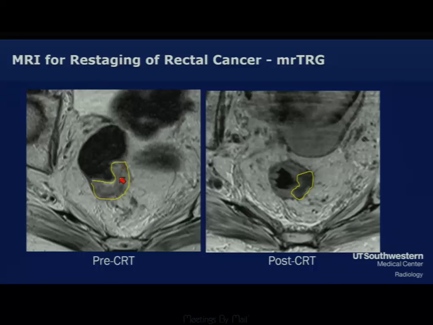This semi-annular tumor along the posterior wall of the rectum, you can see it's a pretty large tumor here, and on this particular area here, it's now much smaller, more than 50%, definitely more than 50% fibrosis, maybe some residual intermediate signal intensity areas. We call it an MRTRG2, and biopsy showed no residual viable tumor, biopsy of this scar.